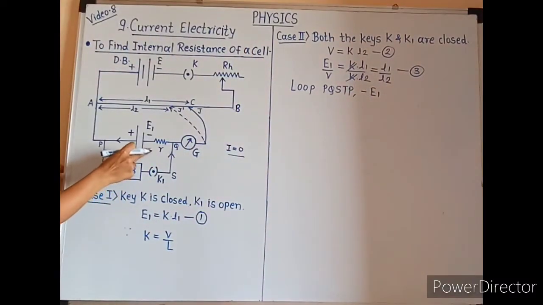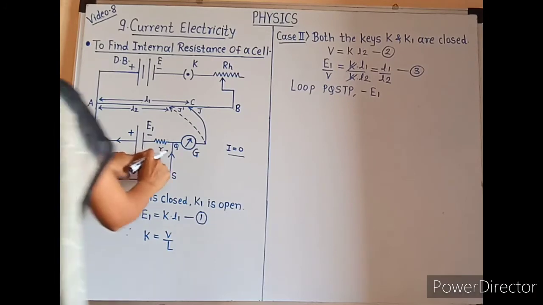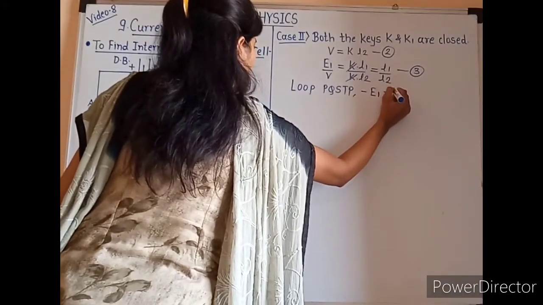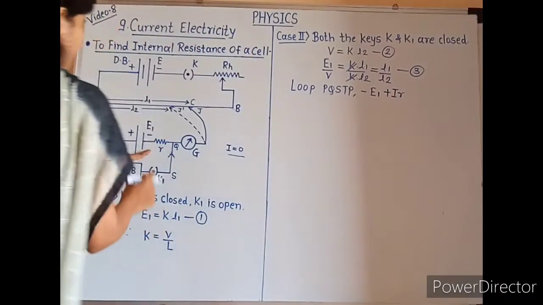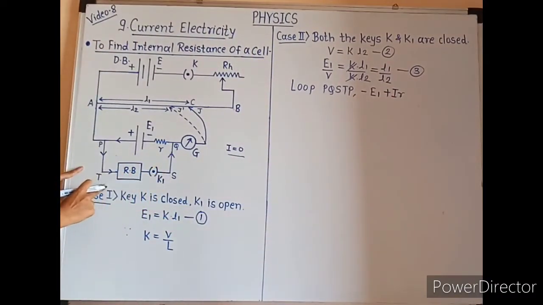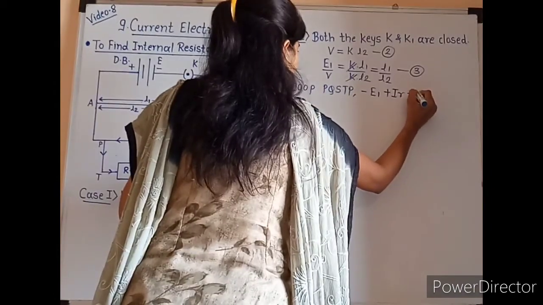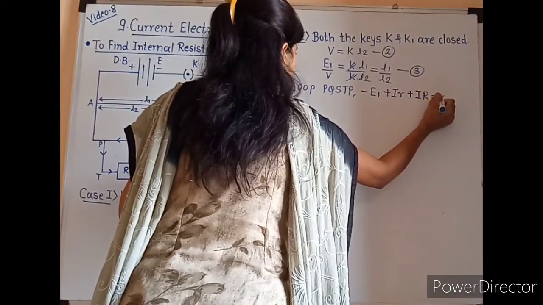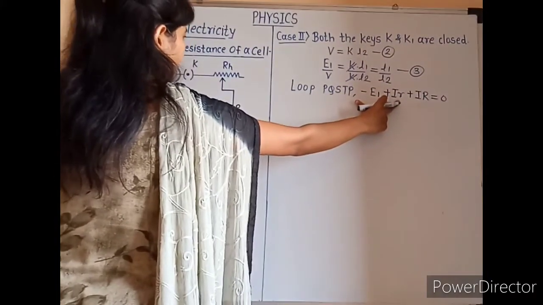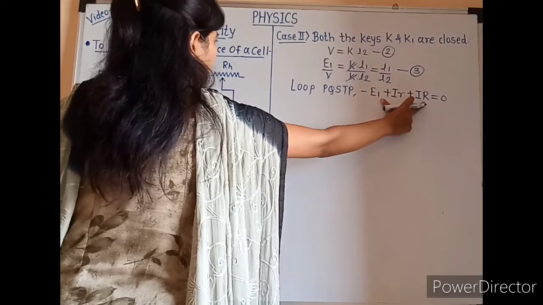Now the direction of current is from Q to P and we are traveling from P to Q. Hence the directions are opposite, so we get a positive potential difference, plus I into small r. Now we are traveling from S to T and the direction of current is T to S. Here also the directions are opposite, hence plus I into capital R, equal to 0. This small r is the internal resistance of the cell and this capital R is the external resistance.